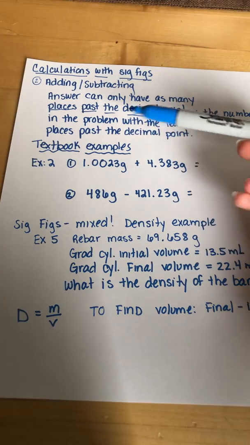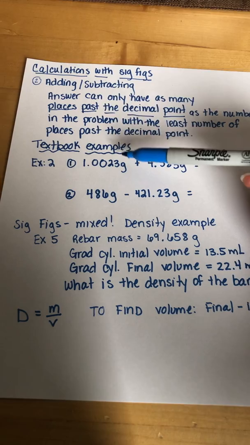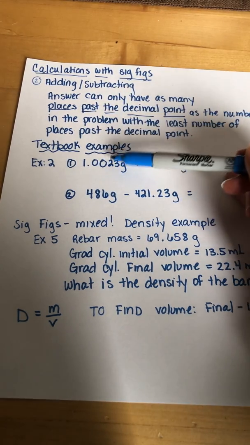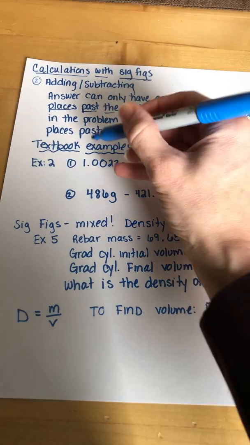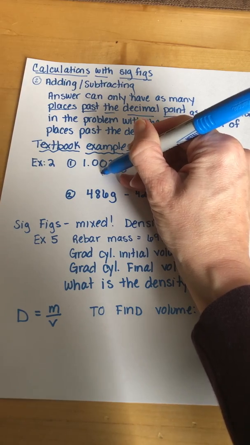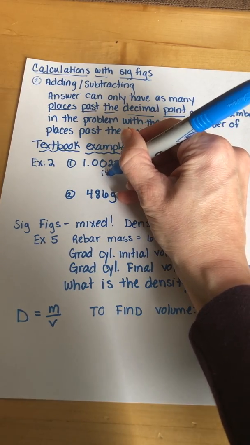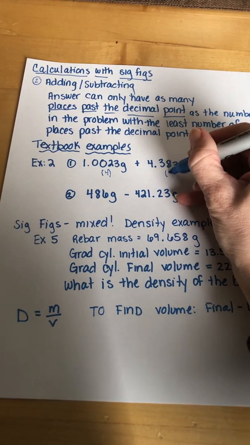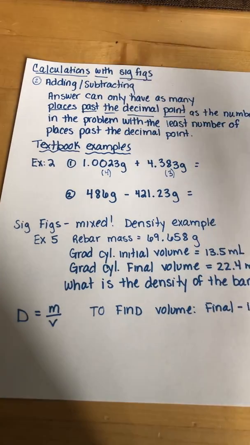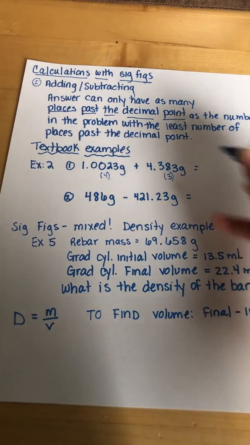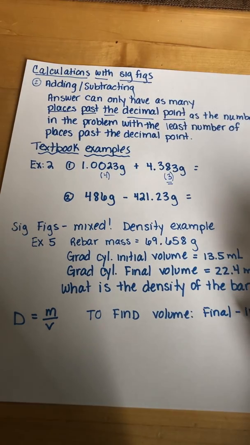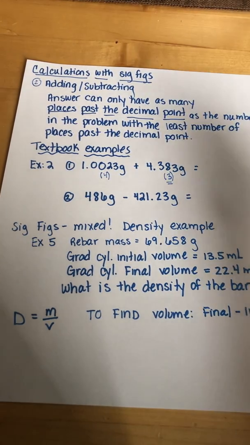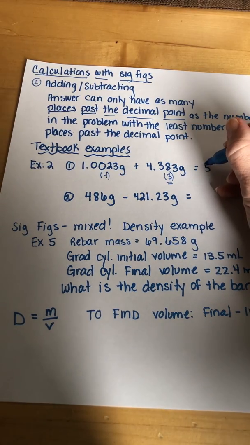All you do is take a look at your measurement. So in the first one, I see that I have 1, 2, 3, 4 places past the decimal point. Again, it doesn't matter what numbers they are, just how many there are. The second number has 3 places past the decimal point. So my answer, whenever I go to give it, can only have 3 places past the decimal point.